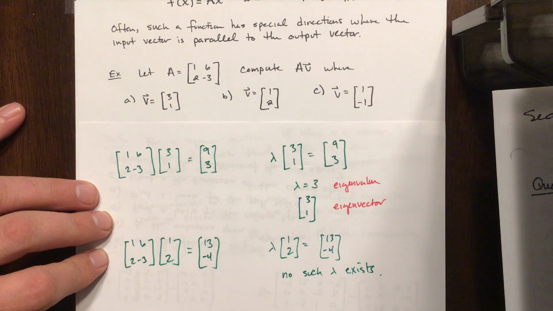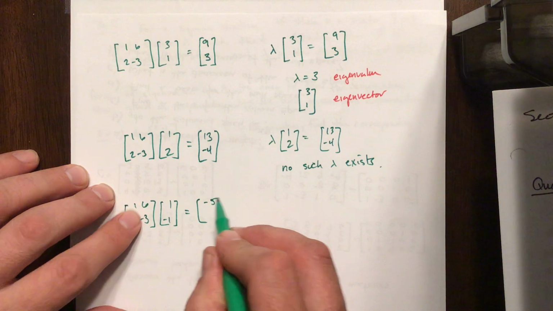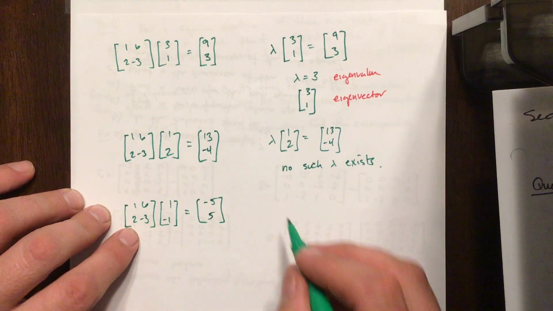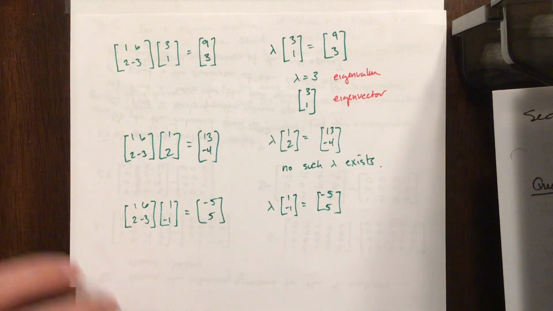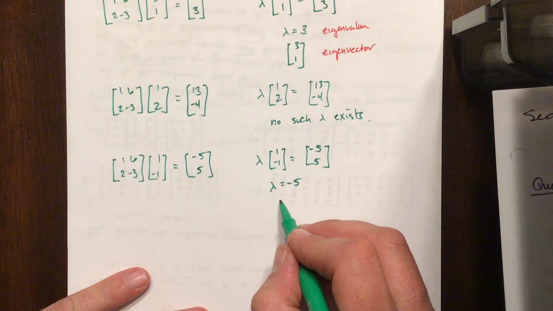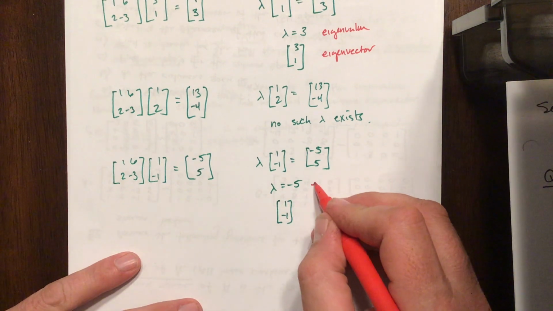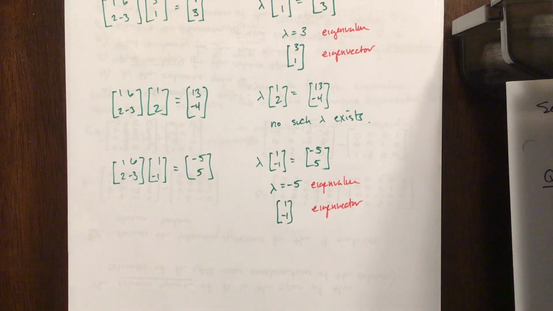Last one, look at [1, 6; 2, -3] and multiply by (1, -1). Let's see what we get. We get 1 minus 6, that's minus 5, and we get 2 minus the negative 3, so 2 plus 3 is 5. Can you multiply the input vector (1, -1) by a scalar and get the output vector? Sure. How about lambda equals negative 5? So lambda equals negative 5 is an eigenvalue that corresponds to the eigenvector (1, -1).